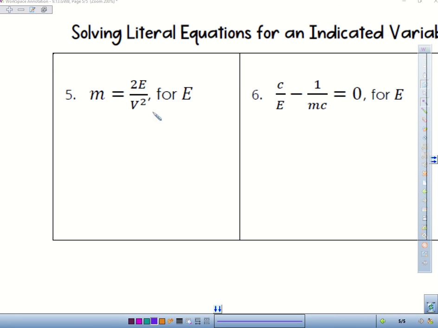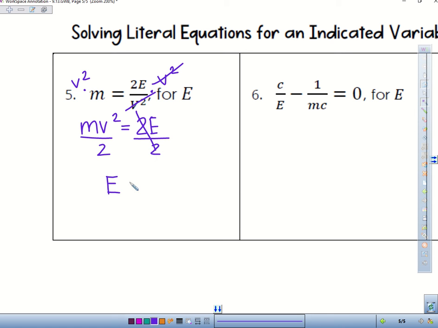So what one can we get rid of first? V squared. Good, and we can do that by reversing division by doing multiplication. So we're going to multiply both sides by V squared. That's going to cancel out my denominator, and that leaves me with m v squared is equal to 2e. Does it matter if you wrote v squared m? Is that the same thing? Yeah, because multiplication is commutative. So how can we solve for e here? Divide by 2. Very good. And that's it.